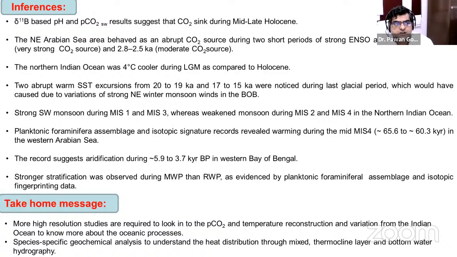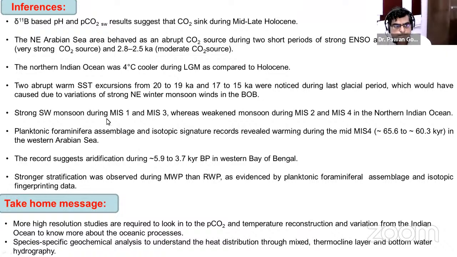Inferences: delta boron based pH and pCO2 of seawater results suggest a CO2 sink during the mid-late Holocene. The northeastern Arabian Sea behaved as an abrupt CO2 source during two short periods of strong ENSO activity, 5.5 to 4 kilo a year and 2.8 to 2.5 kilo a year. The northern Indian Ocean was 4 degrees centigrade cooler during the LGM as compared to the Holocene. Two abrupt warm SST excursions, from 20 to 19 kilo a year and 17 to 15 kilo a year, were noticed during the last glacial period, which would have been caused by variations of a strong northeast winter monsoon wind.